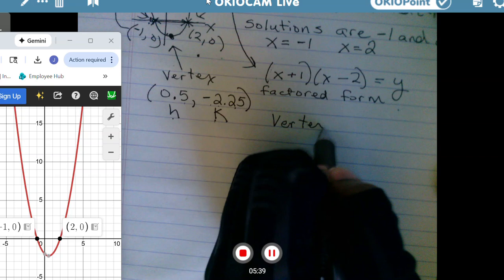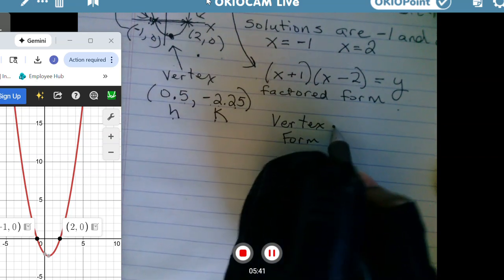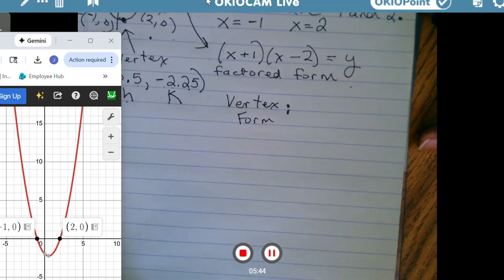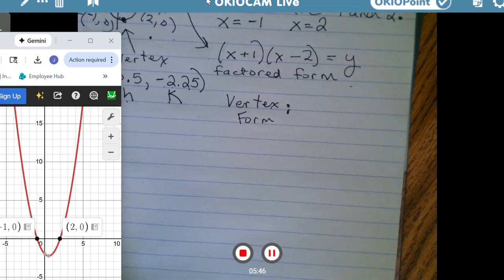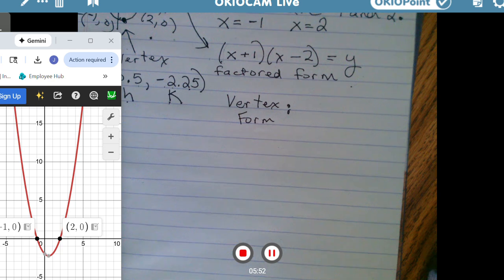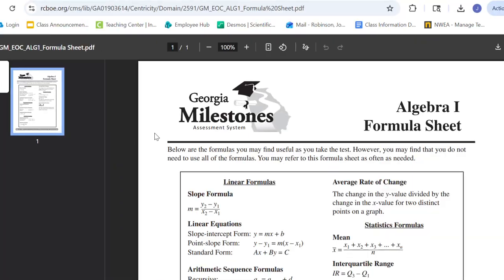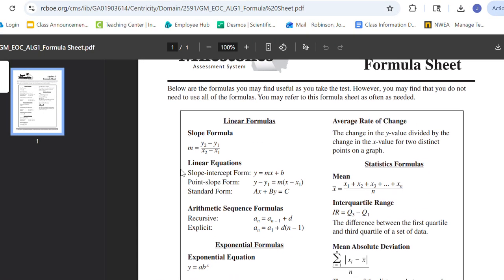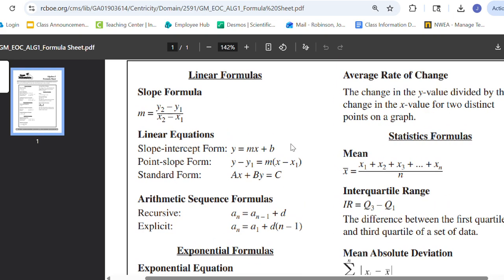Vertex form. On the formula sheet, if you look at the orange paper, it'll say vertex form. Vertex form is, let me find the Georgia algebra formula sheet. Alright, I found one. Looks like Richmond County in Georgia have the formula sheet online. So you see I'm not making this stuff up.